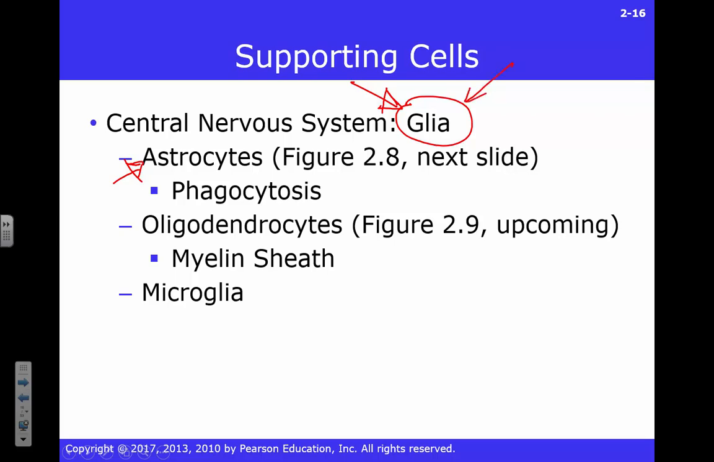Glue. Why did they call it glue? They thought it was actually holding your brain together. That's wrong. But all the same, not physically, but metaphorically it sort of is. So first we have astrocytes. We'll talk about these guys. These are awesome.